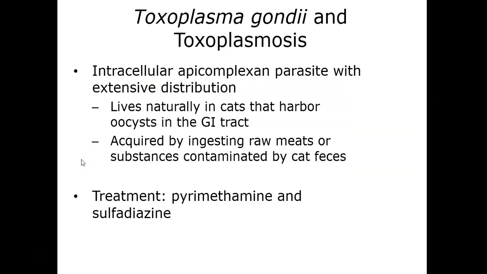Toxoplasma gondii, which results in toxoplasmosis, is another Apicomplexan parasite, and it lives naturally in the intestinal tract of cats. And these oocysts that form in the GI tract can either be transmitted through ingesting or inhaling the oocysts from the cat feces, or the cysts can actually be ingested from raw or undercooked meats as well.